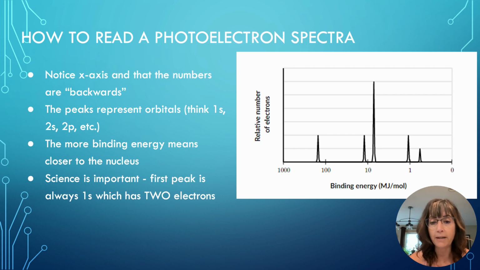There's your 2p. Go to the next one, the one that's right about above the 1. 3s. It holds 2 electrons. Now that next one is obviously half the size, so 1 electron. Oh, 3p, 1 electron.